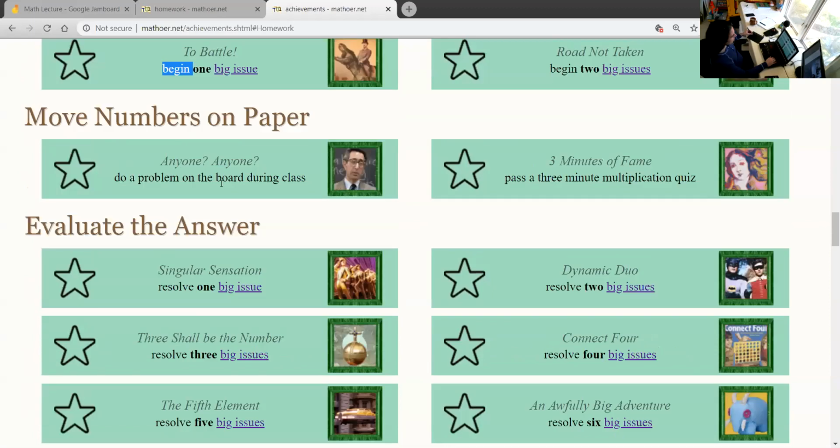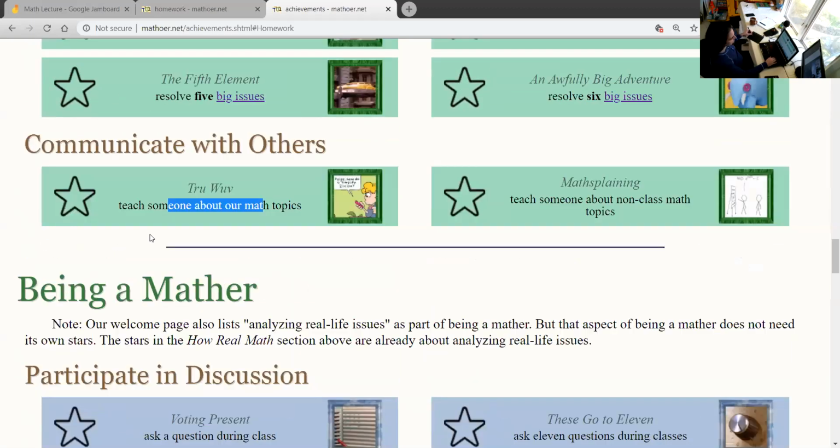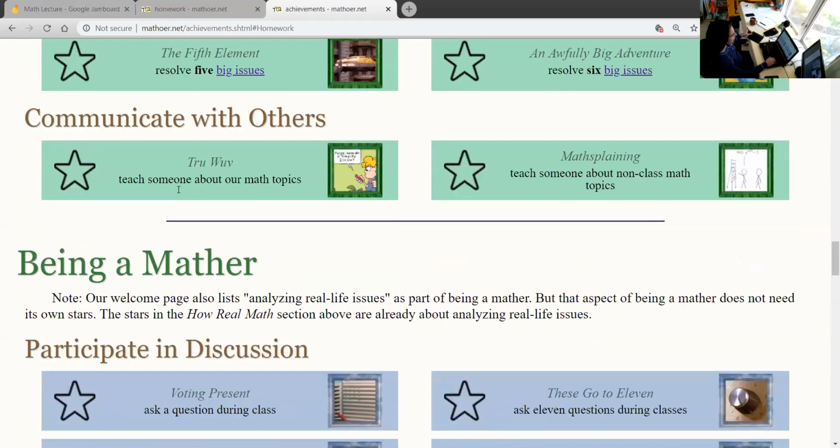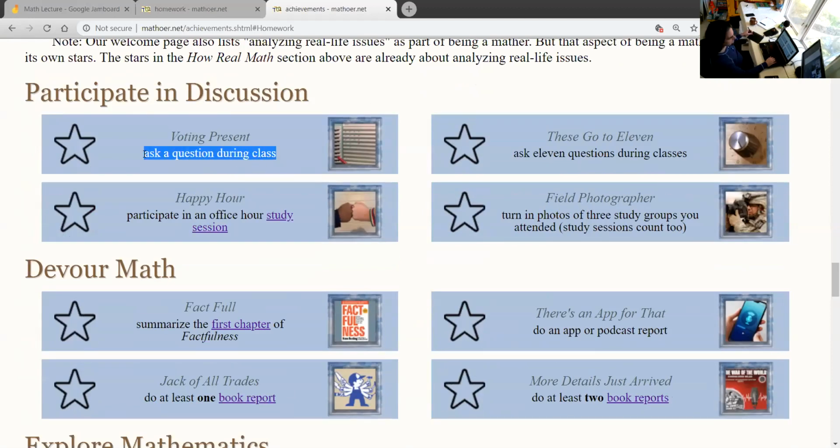Some of you have done a problem on the board during class, during our study sessions. So if that's you, then let me know and I'll check that one off. Teaching someone else, again, some of you have done that already at the study session when you helped each other. Then the being math also includes things like asking a question during a class. So Elizabeth and Donna have done that already, so I should check them off. Why don't I even do that right now?